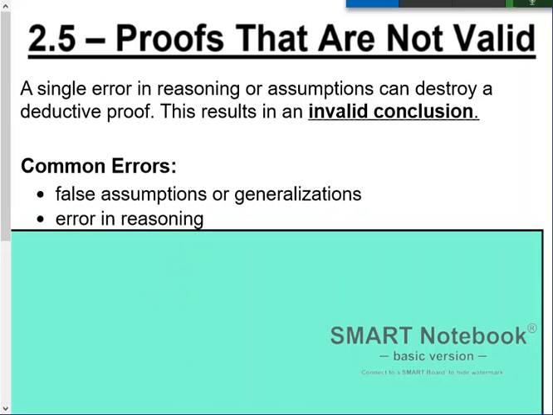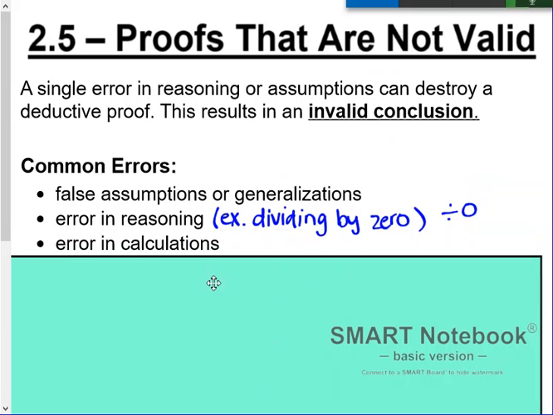Or an error in reasoning. For example, an error in reasoning would be dividing by 0. Anytime you divide by a 0, that is an error. If you do that in your calculator, you get error. You can't divide by 0. It's like you're trying to take a certain number of things and basically you make them disappear. So that doesn't work. That would be an error in reasoning.